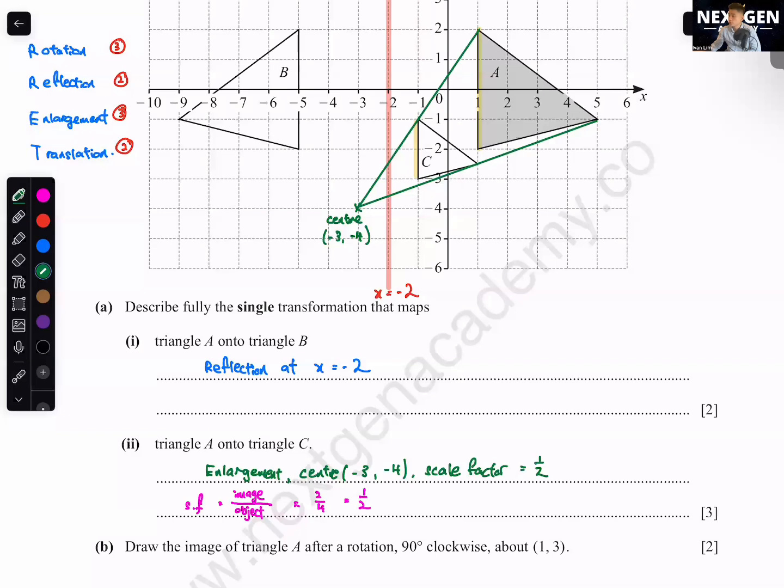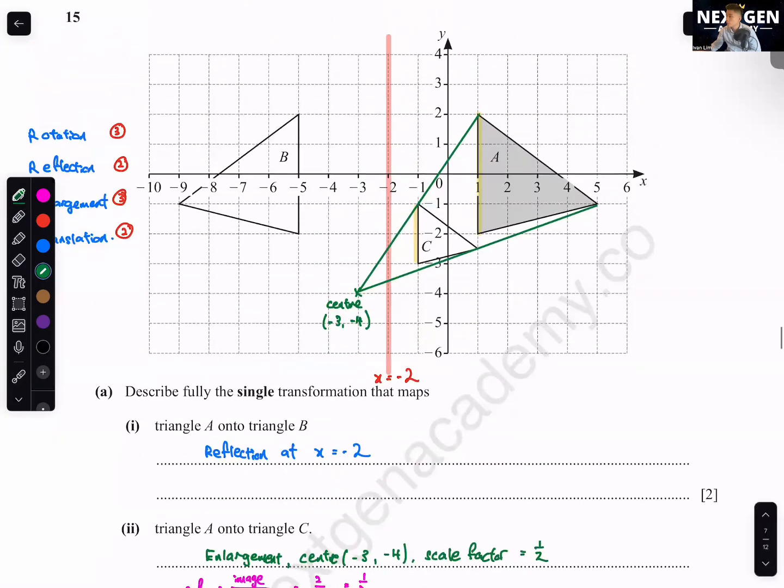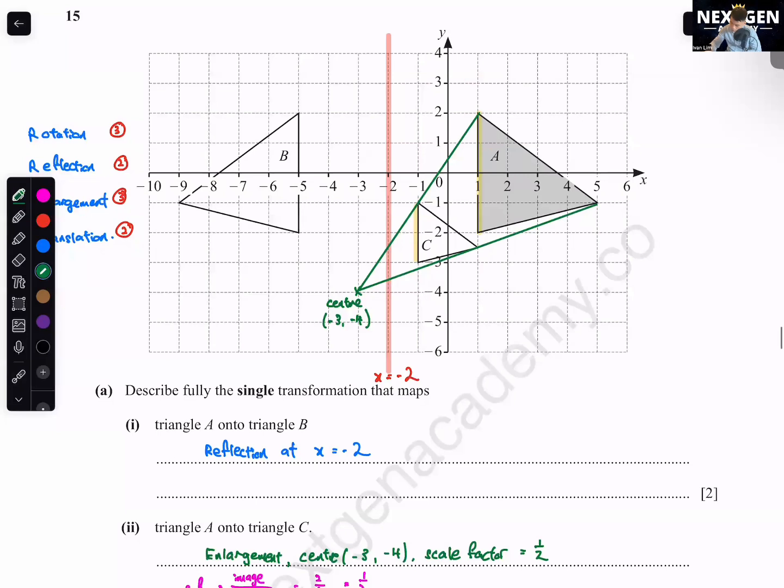Okay, next one. Draw the image of triangle A after a rotation 90 degrees clockwise about 1, 3. Where is 90 degrees clockwise? I'm just going to draw the image here. Where is 1, 3? Let's find it here first. 1, 3. This point here.